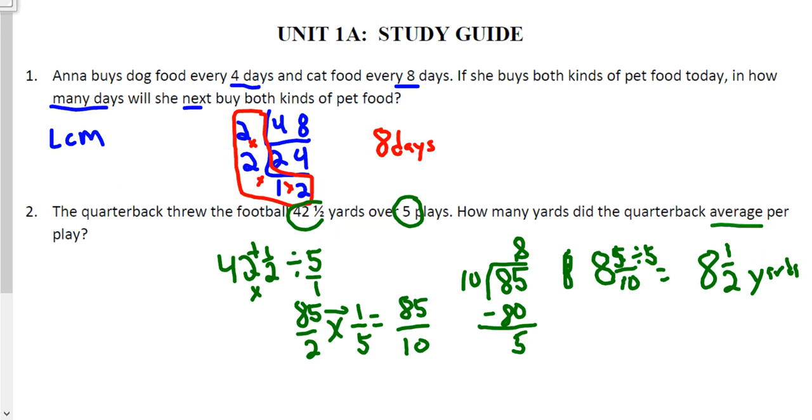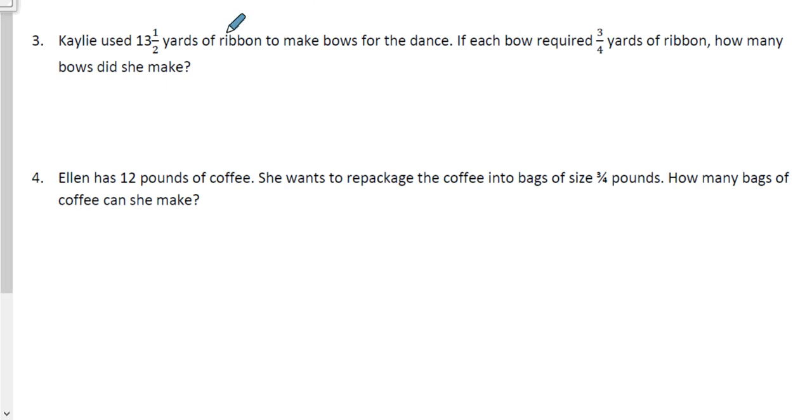Okay, question 3. Kaylee uses 13.5 yards of ribbon to make bows for the dance. Each bow requires 3/4 of a yard. How many bows can she make? Once again, this is a division problem. We have 13 and 1/2 divided by 3/4.